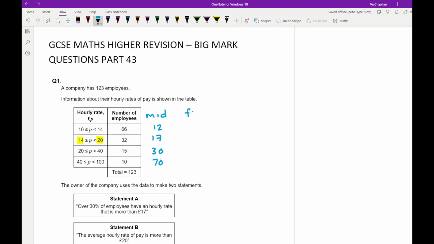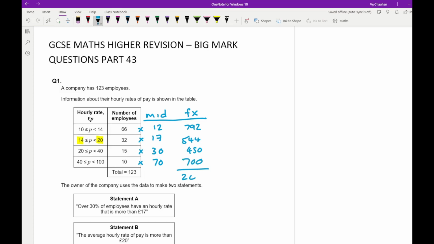Then we need to create an FX column where we multiply the frequency by the midpoint, in which case I'm going to get 792, I'm going to get 544, I'm going to get 450, and I'm going to get 2486. And then all I need to do is work out the total FX, which is going to give me, actually no, I've messed that up, excuse me, there, that should be 700.